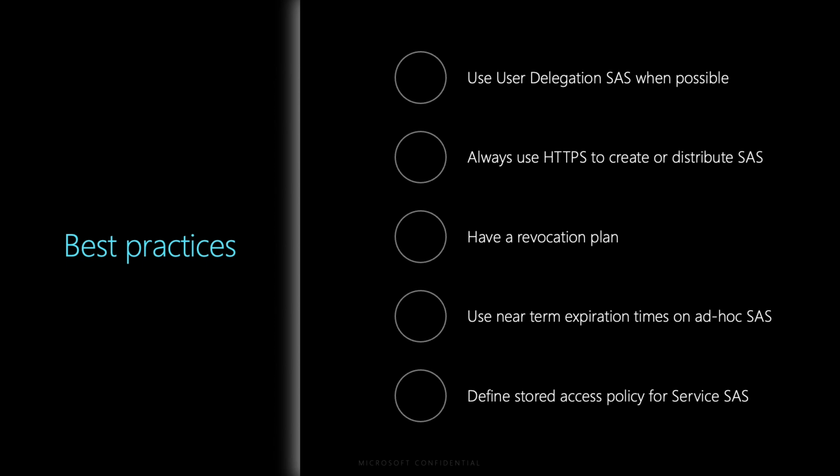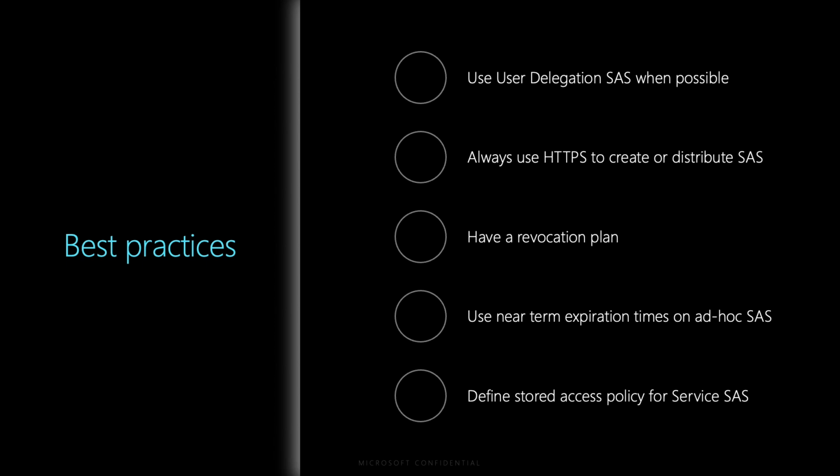Now let's take a look at some best practices to keep in mind as you use the SAS. As I mentioned several times throughout the session, the user delegation SAS is by far and away the most secure type of SAS with its extra layer of security. Whenever it's possible, use the user delegation SAS. Always use HTTPS. This goes without saying, as in any other type of web scenario, it's no different here.